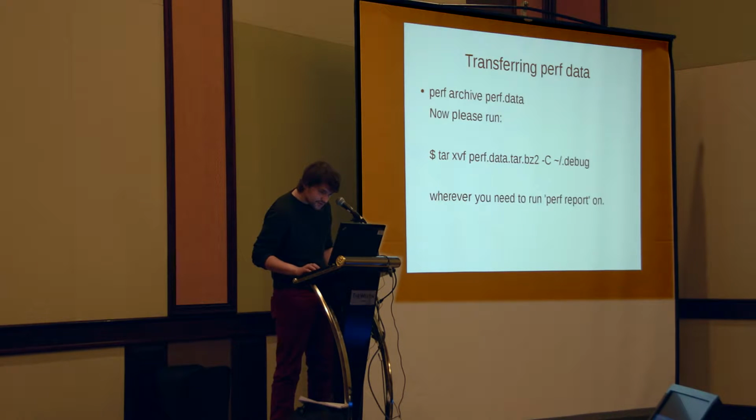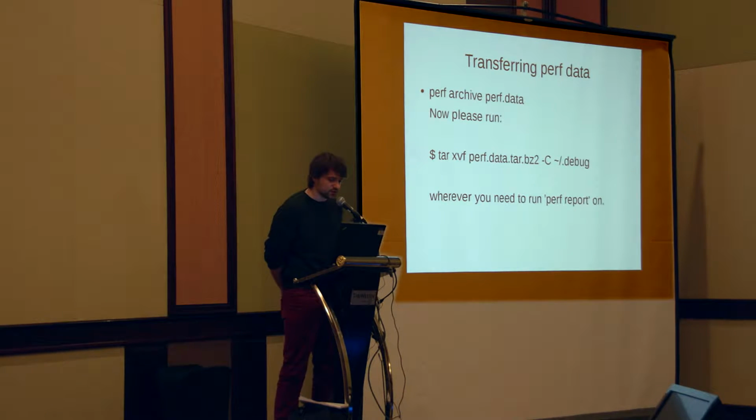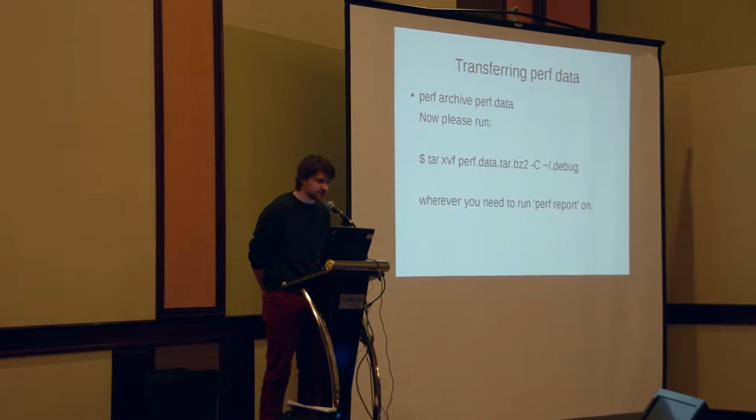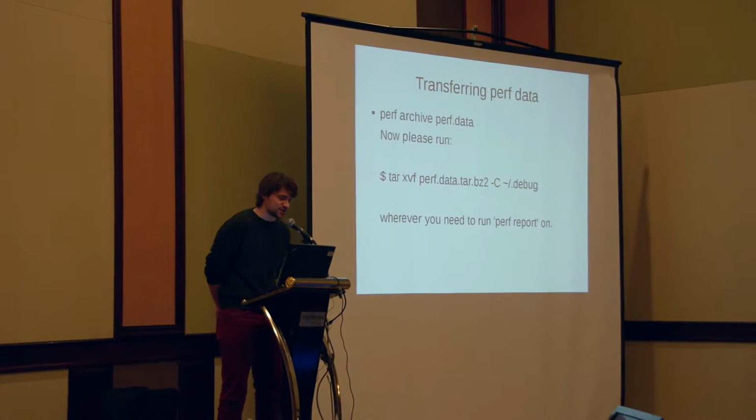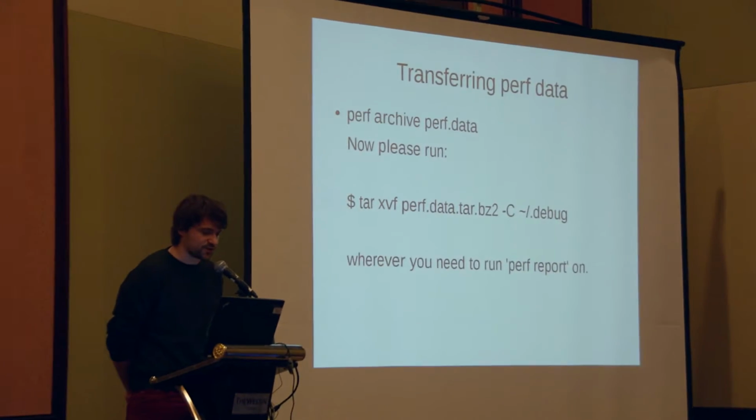Oh, sorry. The slides are a bit out of order. If you want to, for example, transfer perf data between different systems, in case you take a perf trace on some system and you want to analyze it on some other system, there's this command perf archive, which creates a perf.data.tar.bz2 file, and it also includes all the debug information relevant for you to inspect the specific perf data file. So that's basically the easiest way to move perf data between different machines.